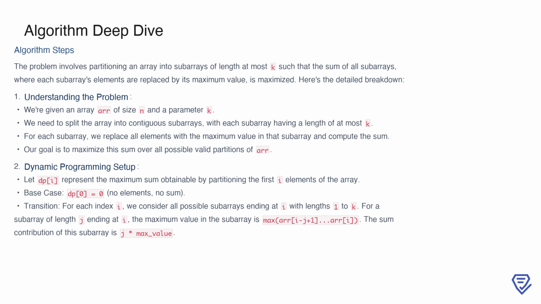We define dp[i] as the maximum sum achievable by partitioning the first i elements of the array. The base case is straightforward: if there are no elements, the sum is 0, so dp[0] equals 0. For the transition, we look at all possible subarrays ending at each index i. For a subarray of length j, the contribution to the sum is j multiplied by the maximum value of that subarray. By iterating over all valid subarray lengths, we can compute the optimal solution for each position in the array.